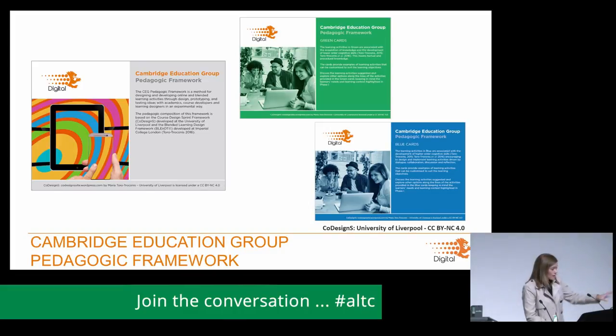So the cards, basically, these are printed cards that we have and we share with academics. And you can see on the left-hand side, those are six phases that we have. And on the right-hand side are two piles of cards, one green and one blue. And I'm going to show you now the six phases on the left-hand side.